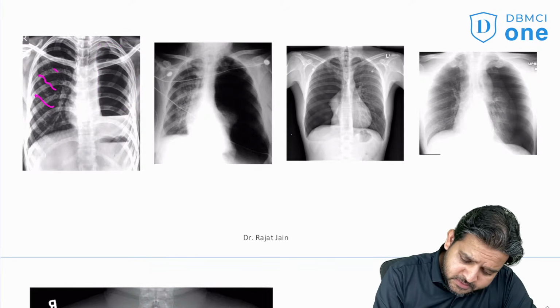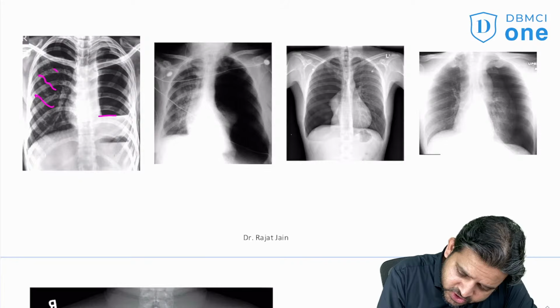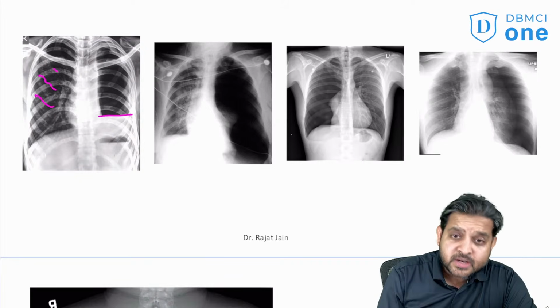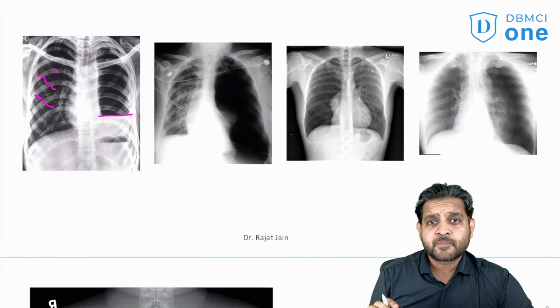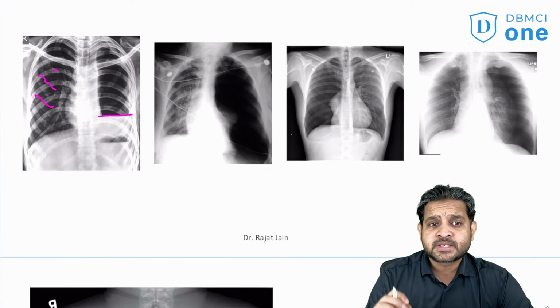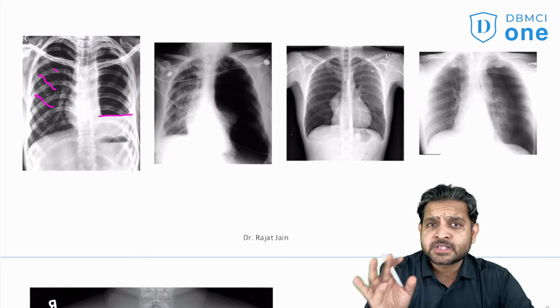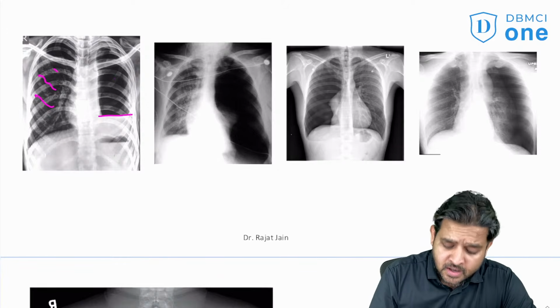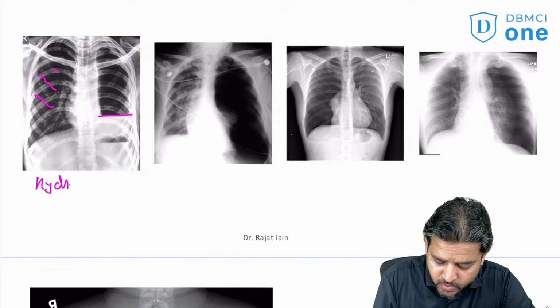If it is not traversed by the vascular marking, that means air is present in the pleura, right? Now if the air is present in the pleura and you see a straight line, the rule is there are no straight line on the imaging. If you see a straight line on a chest X-ray, it represents a fluid level. So this is a hydropneumothorax.